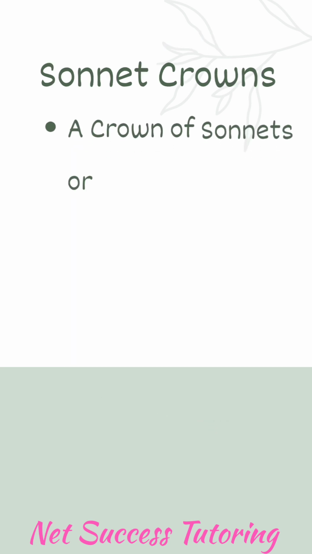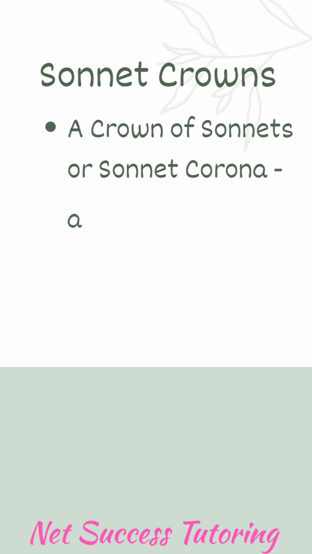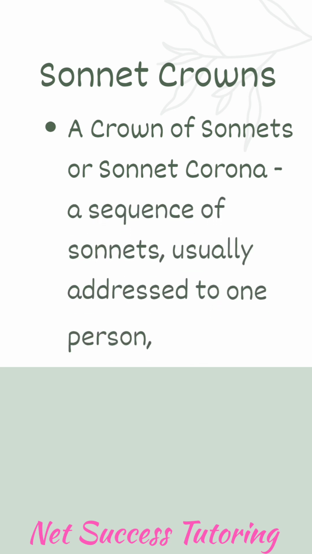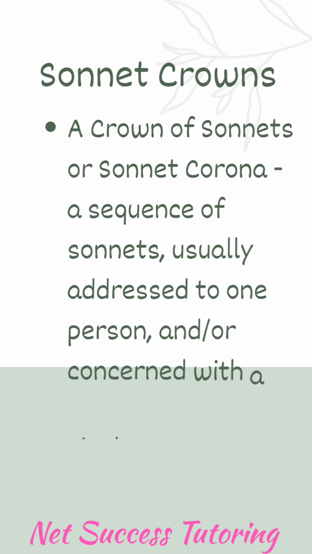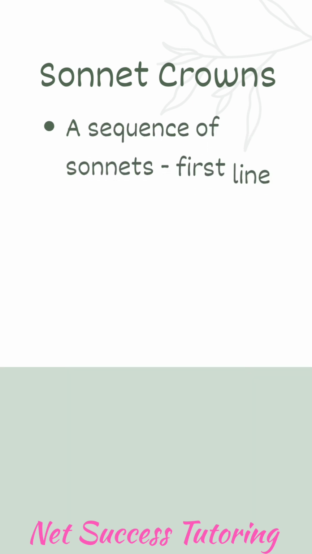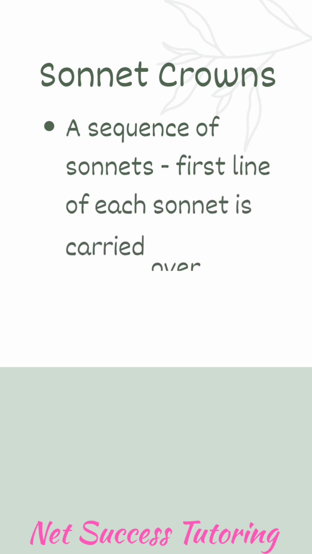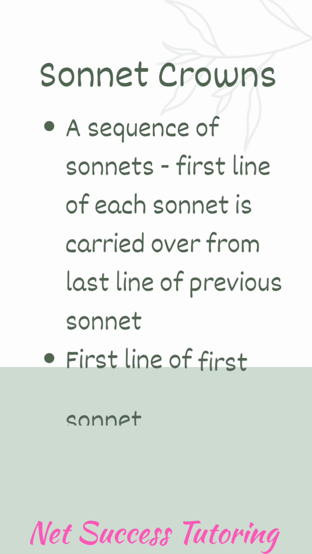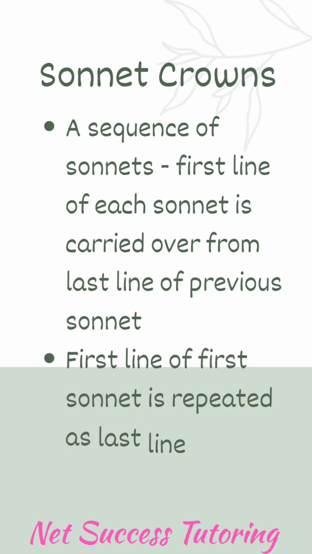Sonnet crowns. A crown of sonnets, or sonnet corona, is a sequence of sonnets usually addressed to one person or concerned with a single theme. It is a sequence of sonnets where the first line of each sonnet is carried over from the last line of the previous sonnet. The first line of the first sonnet is repeated as the last line of the final sonnet.